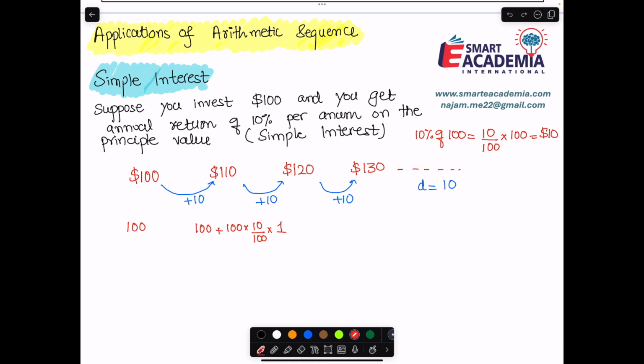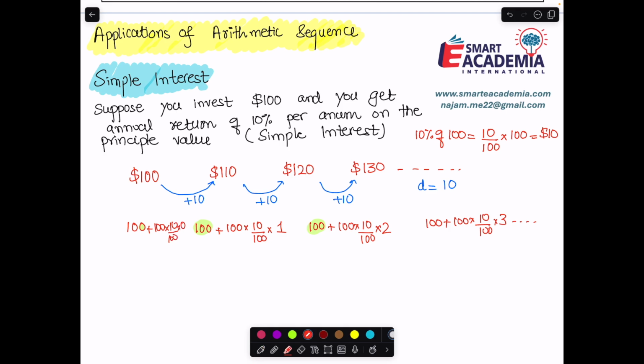Similarly, 120 can be written as 100 plus 100 times 10 over 100 times 2. Similarly, 130 can be written as 100 plus 100 times 10 over 100 times 3, and so on and so forth. Even the first term, you can write it as 100 plus 100 times 10 over 100 times 0, because this whole thing just vanishes.